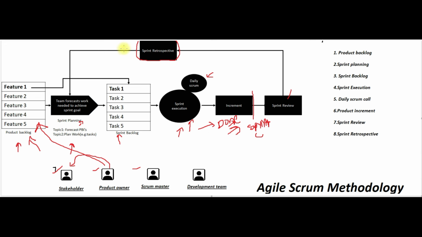And then the same process will repeat again. Once the sprint retrospective is completed, then sprint planning for the next features, dividing into tasks and creating the sprint, and sprint execution. And once the sprint is completed, then the sprint review and sprint retrospective. So this is an incremental process, so it will continue until the product and project features are completed. So this is about the Scrum process.